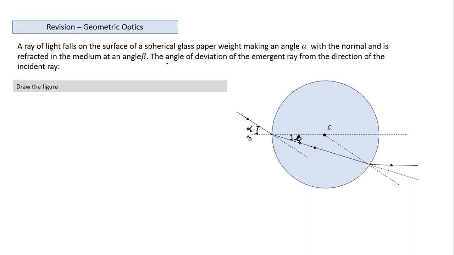And what is asked here? The angle of deviation of the emergent ray from the direction of the incident ray. This is the refracted ray, it will travel in the medium. Then again it will be incident on this surface here. Now it will get refracted from glass to air. So again from the center we connect and draw a normal here. This becomes the angle of incidence here.